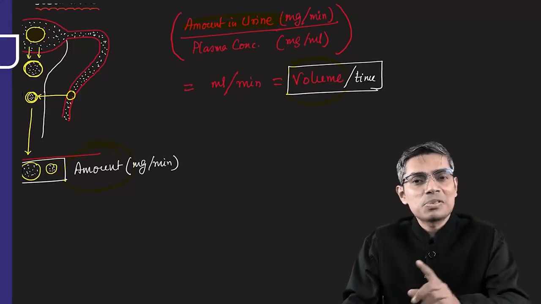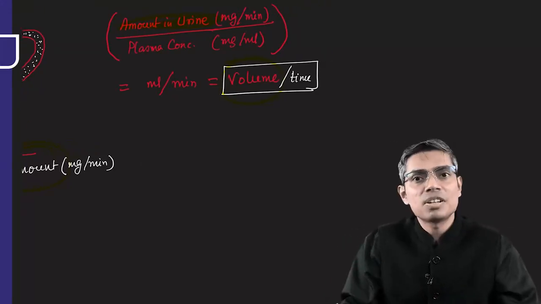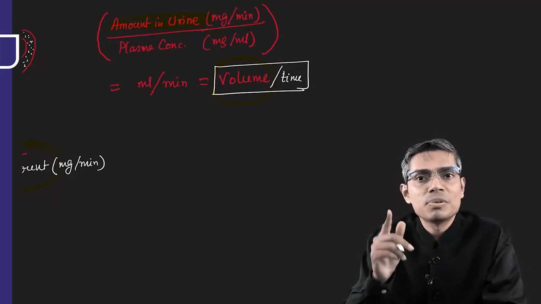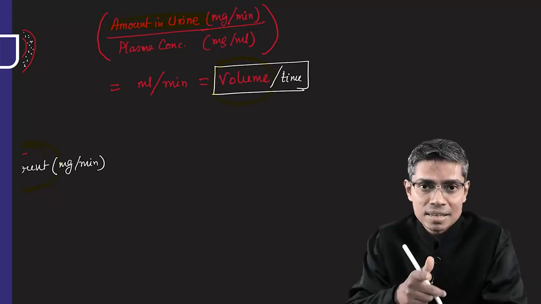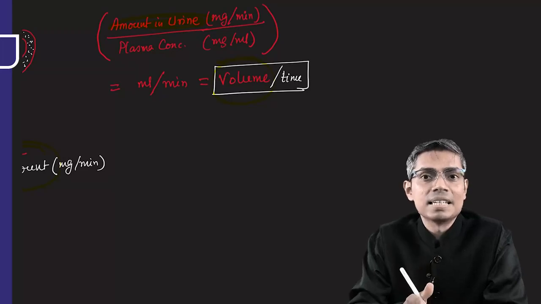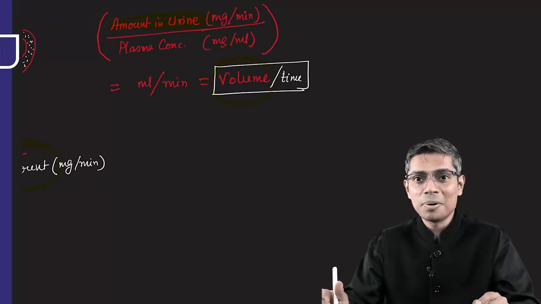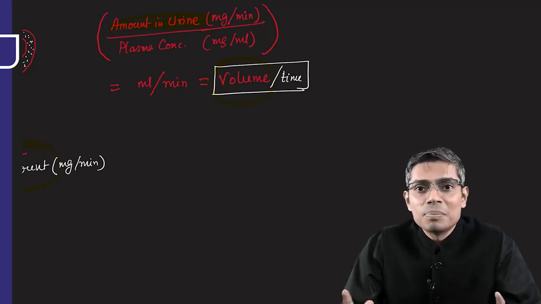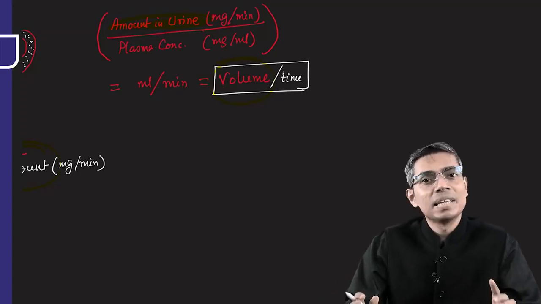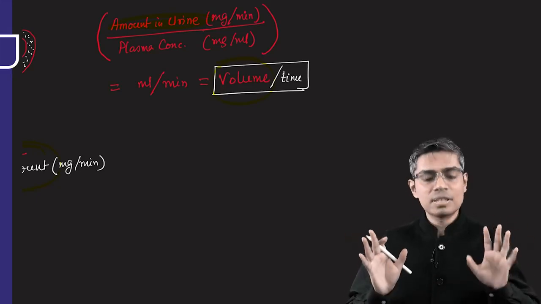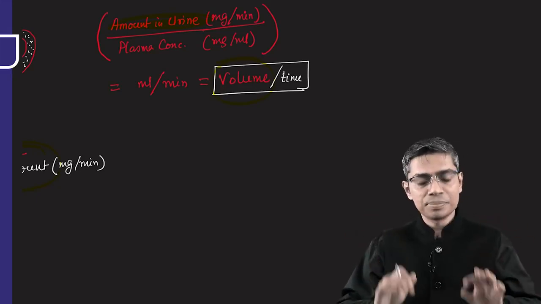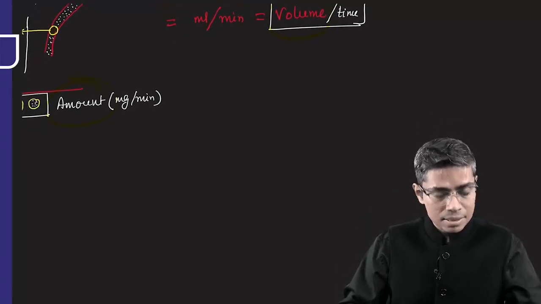Getting my point? So that's why I told you that if you look at the definition of clearance, it is the volume of plasma which is getting cleared in unit time. That is the clearance. So it is a volume, but we are not measuring that volume directly. We are measuring the volume indirectly. I hope you got the meaning of clearance.